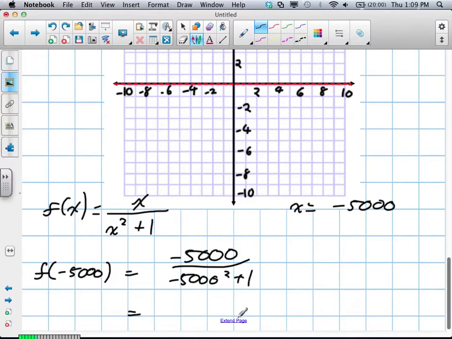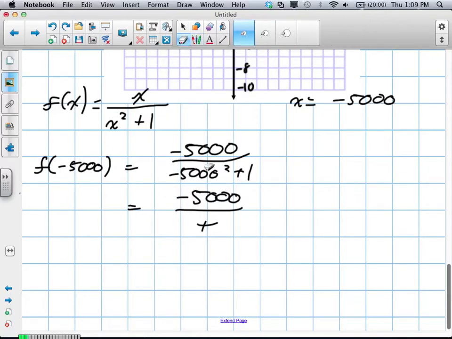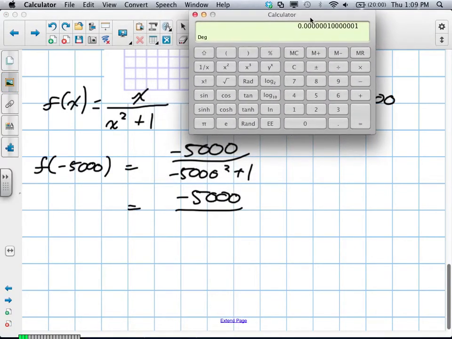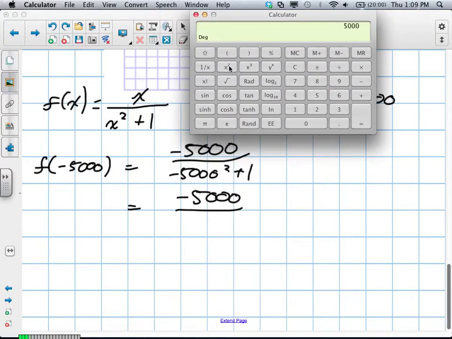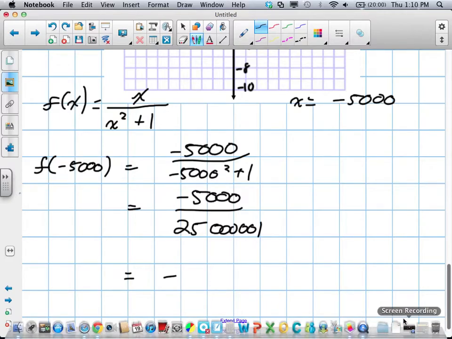When we square that negative 5,000, we're going to get a positive value. So we have negative 5,000 over a very large value, but it's going to be positive on the bottom. This is what's important: are we getting negative values larger than the original when we plug it into the equation? So let's figure out what the value of this large number is. 5,000 squared is 25 million. Plus 1, so 25 million and 1. There we go.